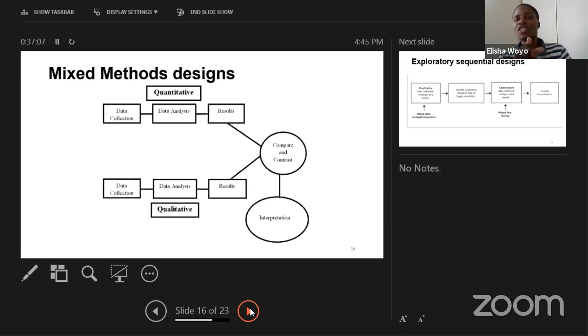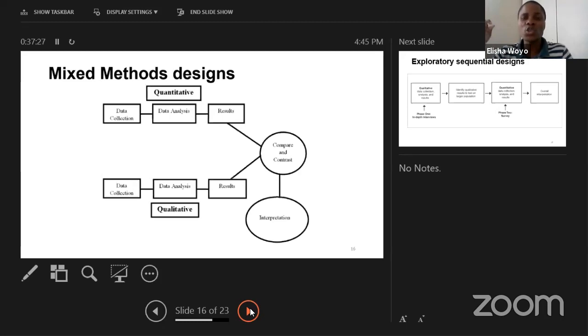So it is converging there where it is written compare and contrast. That's where the convergent is coming from. So in this design, if you are to use mixed methods, you are actually collecting data in parallel. So you collect quantitative data, you collect qualitative data.